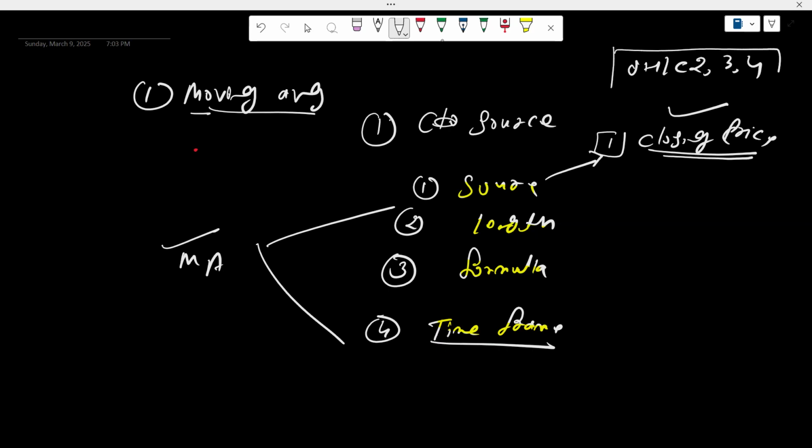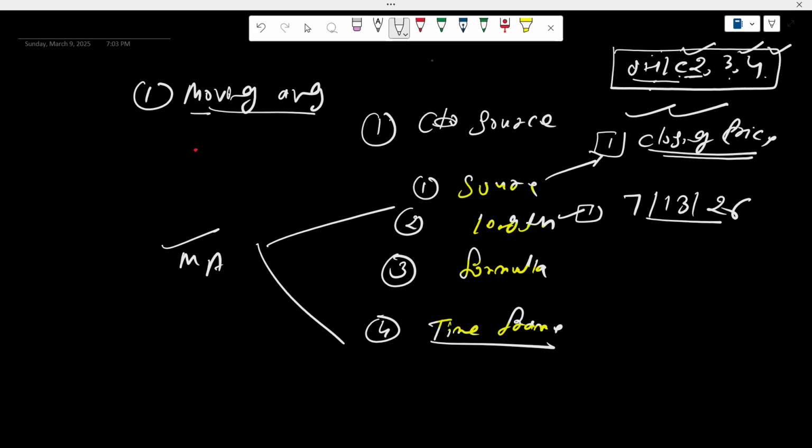In OHLC 2, 3, 4, in OHLC 2 we consider high and low, in 3 we consider close, high and low, and in 4 we consider all 4. So do not consider these 2, 3, 4. It will not give you much sense. So always choose the closing price as a source. And length, this is the most famous length. Always choose 7, 13 and 26. Okay, it will work for intraday, positional and long term also. So decide this length 7, 13 and 26.